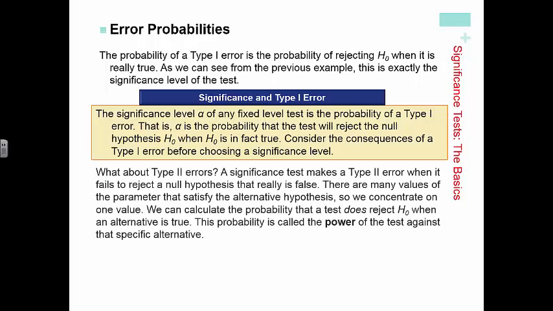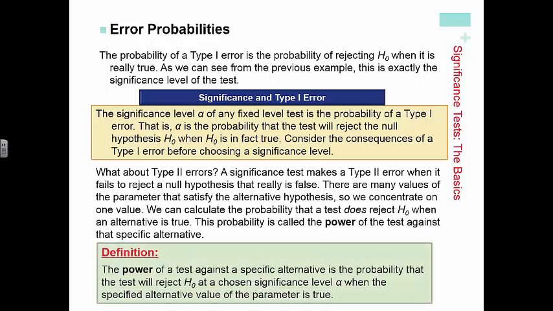Now for your type 2 errors, we have what we call power. Power is basically the probability that the test will fail to reject the null when the null hypothesis is actually false. So the probability of getting your power is 1 minus your type 2 error. Your power basically is just telling you how strong your test is against the alternative hypothesis. And that's it.